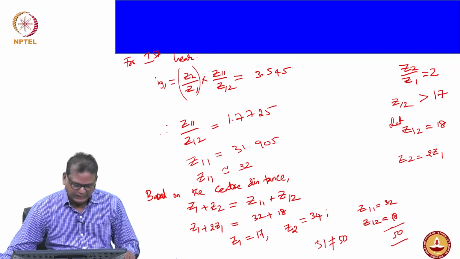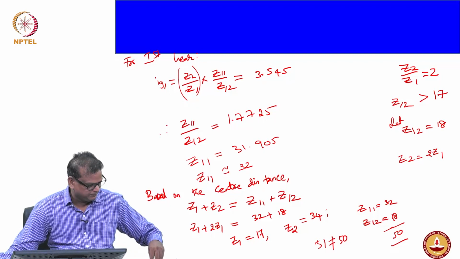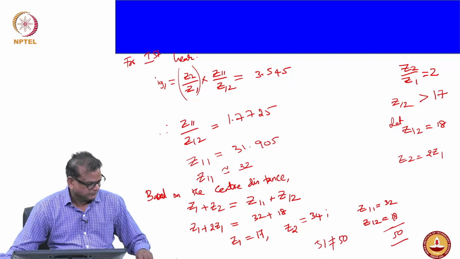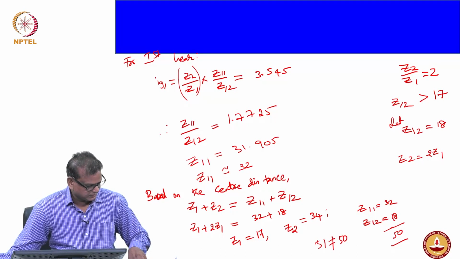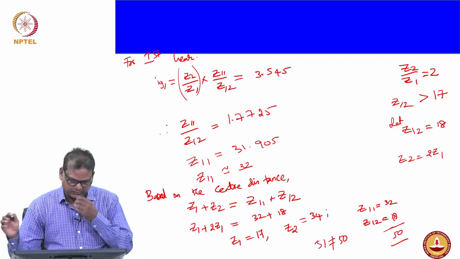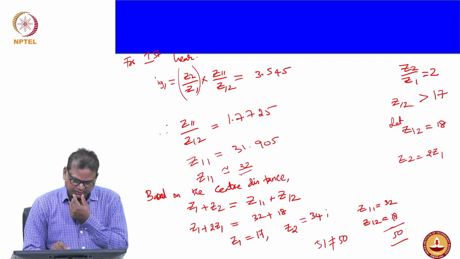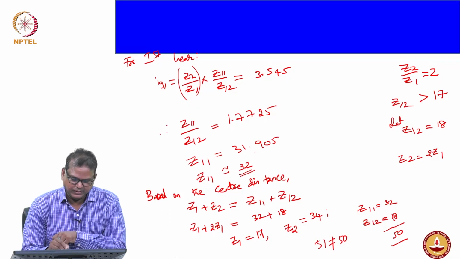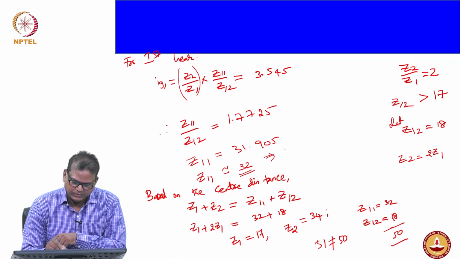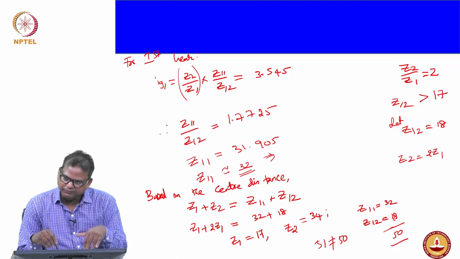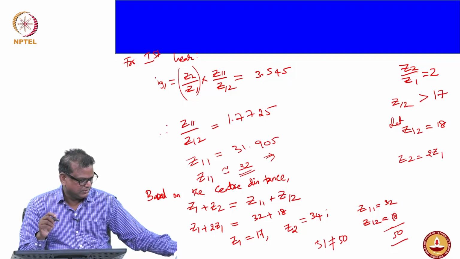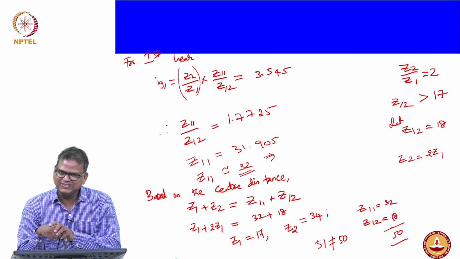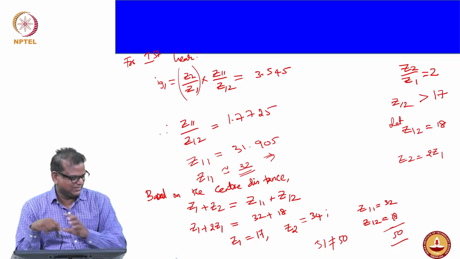Instead of 18, what happens if we choose Z1 as 17 and Z2 as 34, that is 51, and 18? Let me ask another question. If this is 32, what happens if I round off 31.9 differently, if I make it 31 or 33, is it possible? Yes.